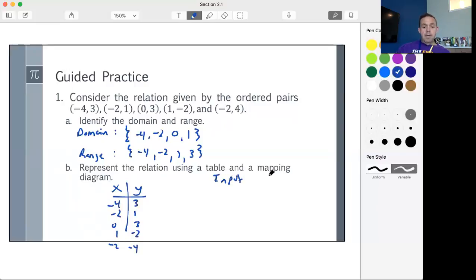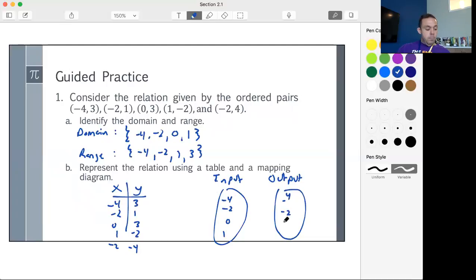The mapping diagram, I have inputs and I have outputs. So I'm going to draw this oval, I'm going to draw this oval, and I write my values of my inputs, -2, -4, -2, 0, and 1. And my outputs are -4, -2, 1, and 3. So my first point, -4 goes to 3. I draw that arrow. -2 goes to 1. I draw that arrow. 0 goes to 3. I draw that arrow. And then 1 goes to -2. And then -2 goes to 4.